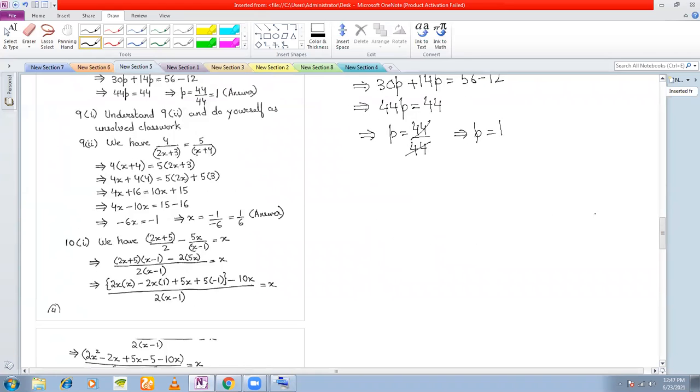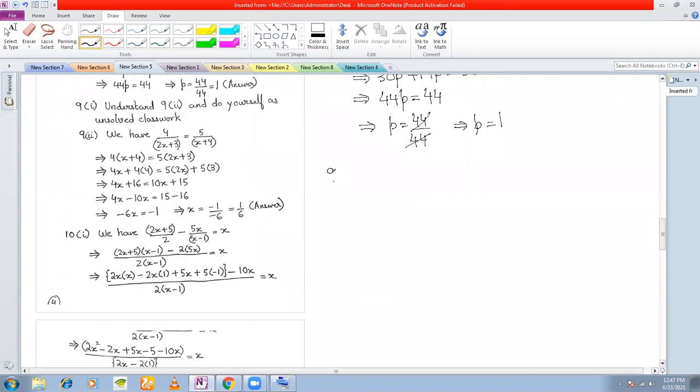Next one, 9.2. 4 divided by (2x plus 3) is equal to 5 divided by (x plus 4). Again, if brackets are not given, insert the brackets, and now you cross multiply. 4 times (x plus 4) is equal to 5 times (2x plus 3).